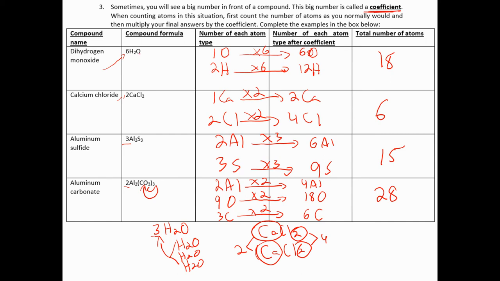This 6H2O is still water. We're just saying we have 6 water molecules. This 2CaCl2 is still calcium chloride. We just have 2 units of calcium chloride. I'm saying units because remember this is ionic and it doesn't exist as molecules. It exists as crystal structures. So that's why I'm saying units instead of molecules.